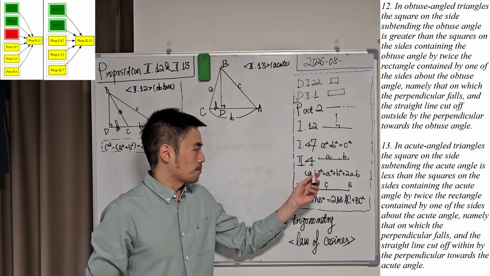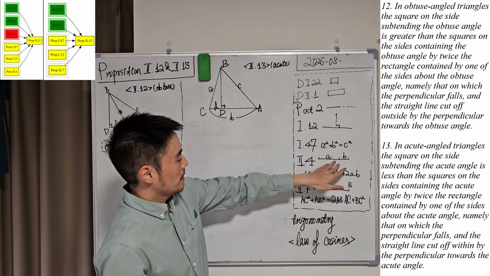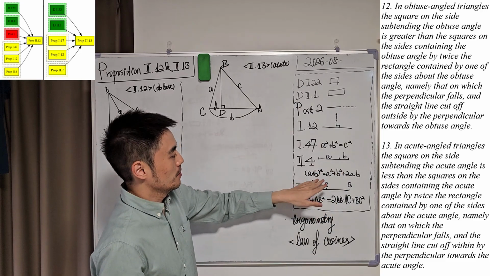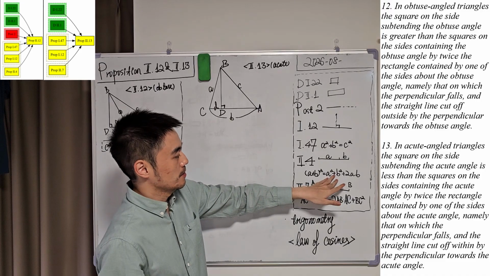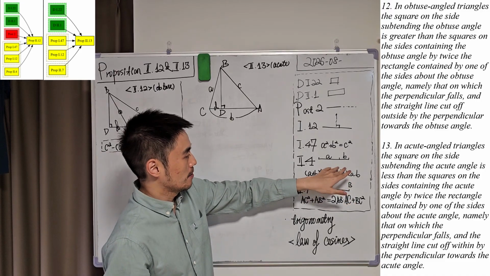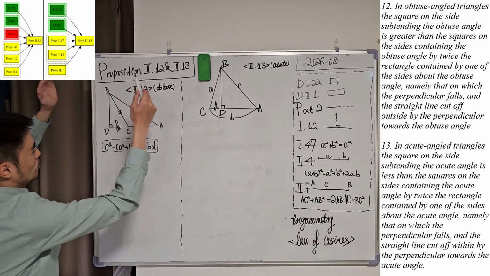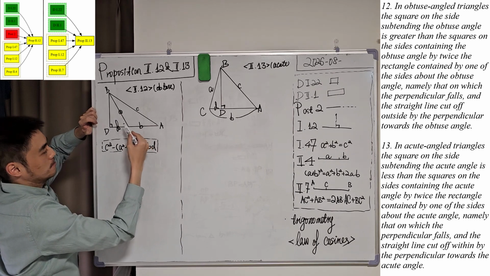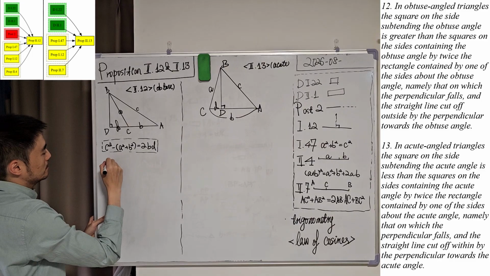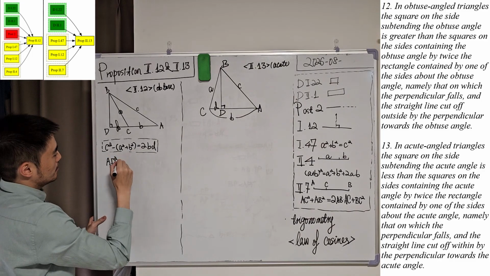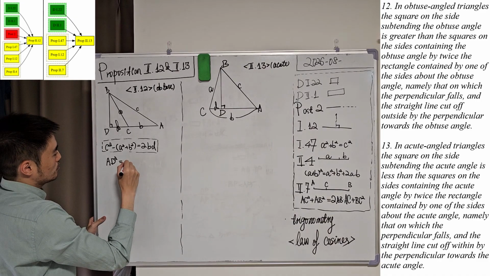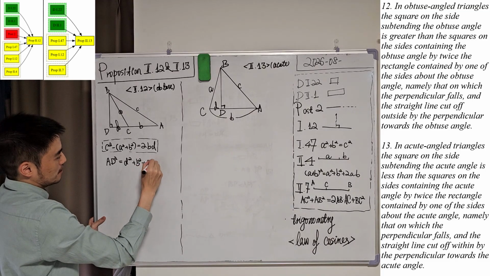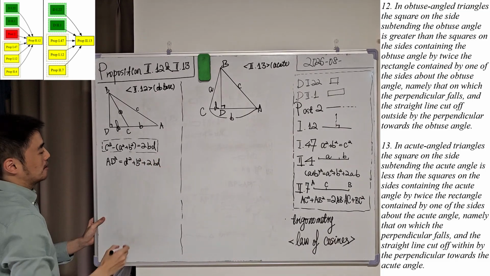So first of all, please recall Proposition 4 from Book 2. It declares that if a straight line is cut at a random point, then the square on the whole is equal to the squares on both segments together with twice the rectangle contained by the two segments. So we can see that AD is the whole, and let's assume C is a random cut point. So we have the whole is AD square. It is equal to the two squares on the two segments plus twice the rectangle contained by them. Okay, so this is the first equality.